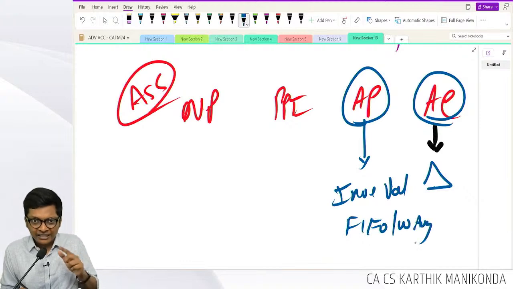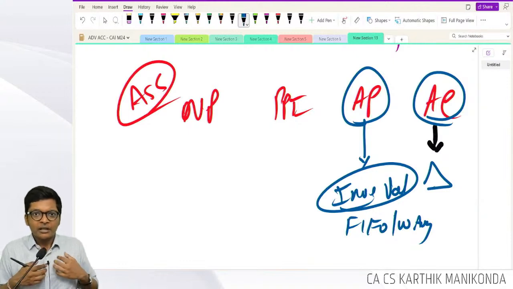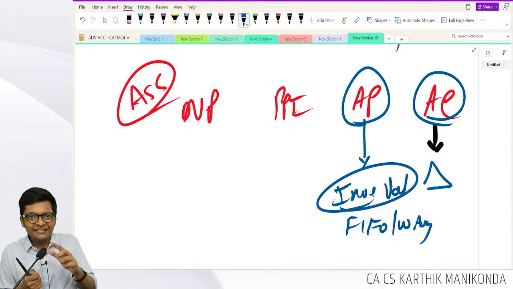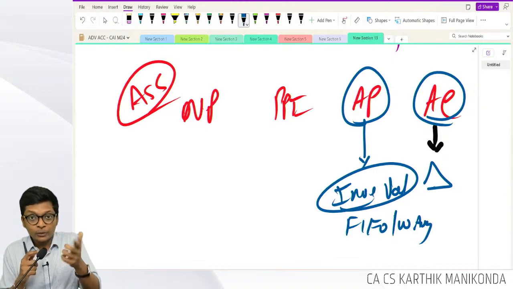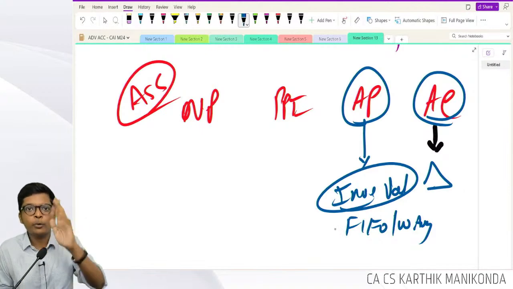So FIFO or weighted average is an accounting policy used for the principle of inventory valuation. So inventory valuation is the principle. Valuation of asset, revaluation model or cost model is an asset valuation principle. How do I do valuation of asset? Either using revaluation or cost model. That is an accounting policy.